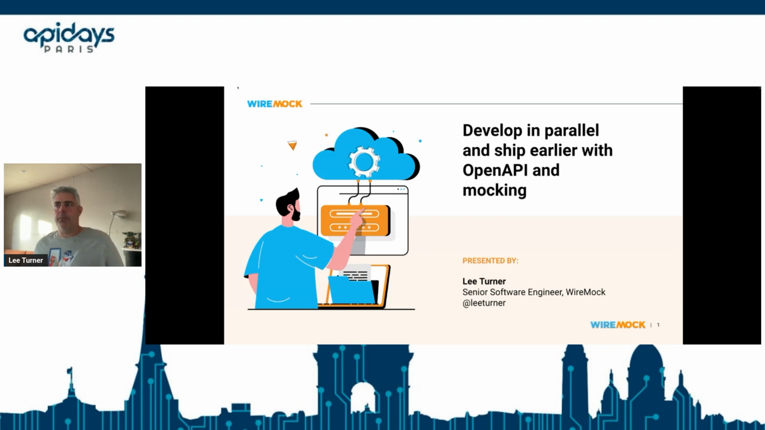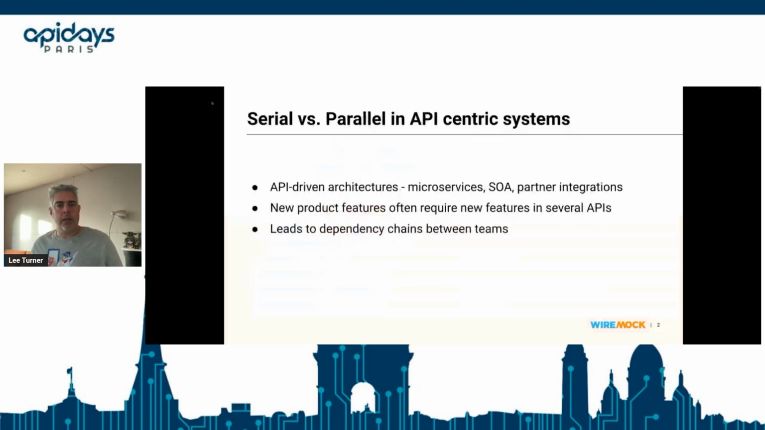Before I do that, I'm going to cover off a few definitions before we get going. So when I'm talking about API driven or API centric architectures, I'm really talking about microservices or service oriented architectures or environments where there are a number of third party integrations. So you communicate with APIs outside of your organization or infrastructure.